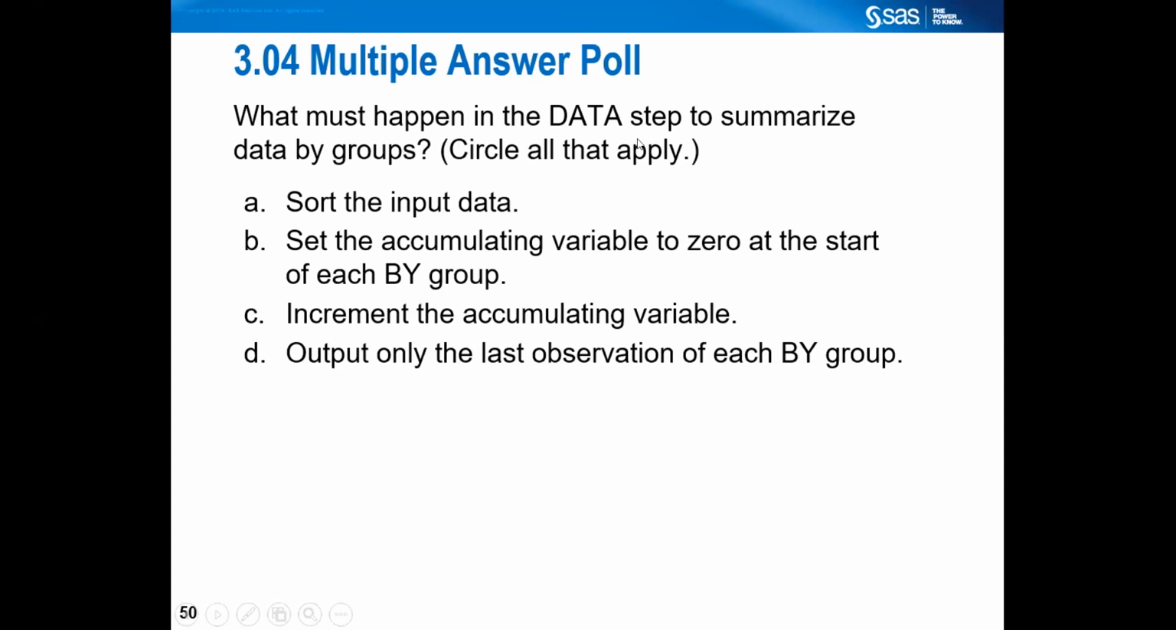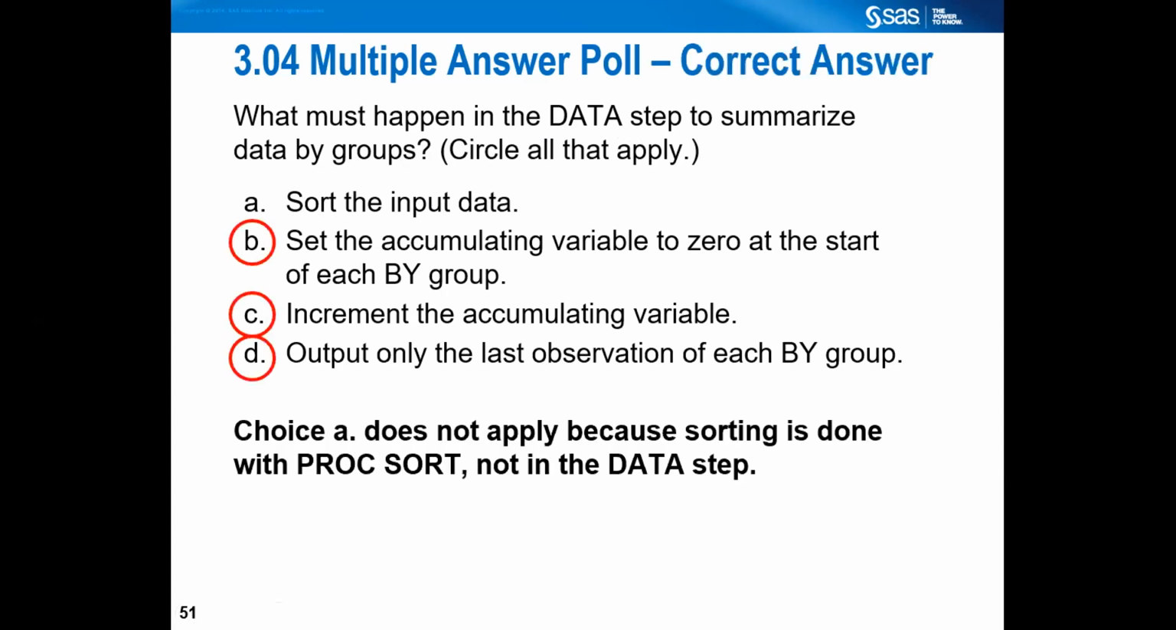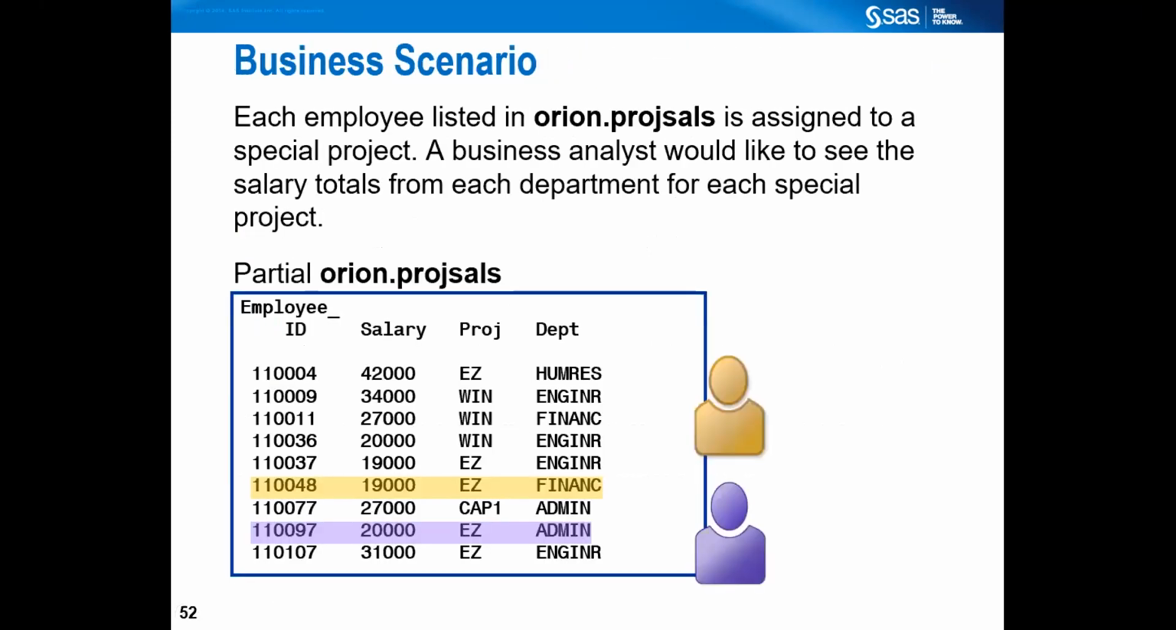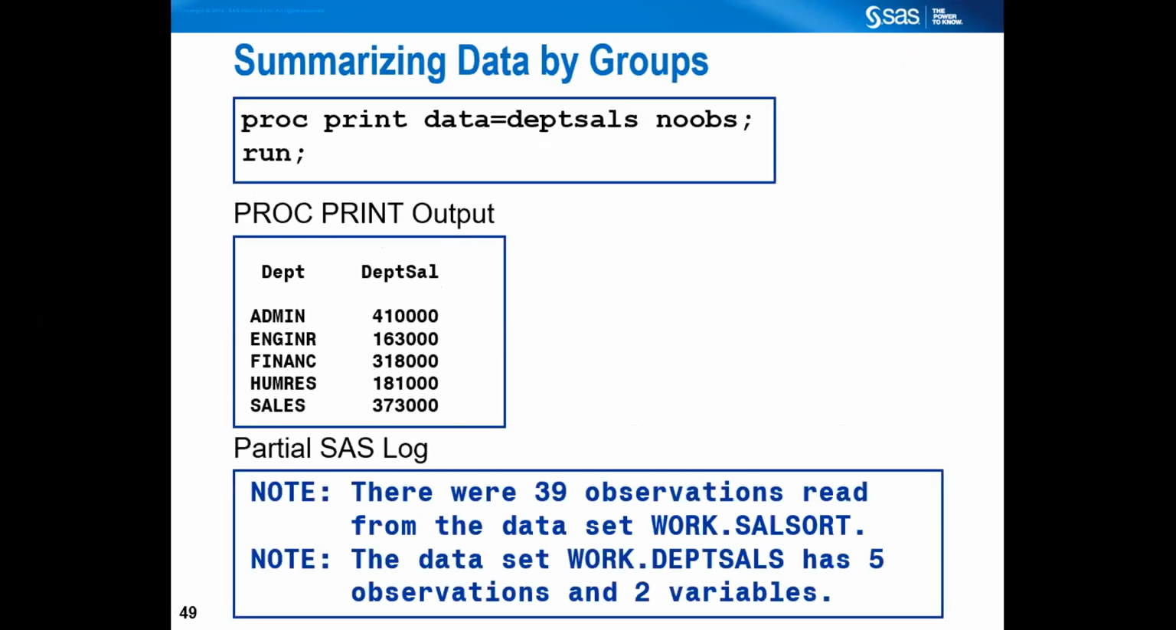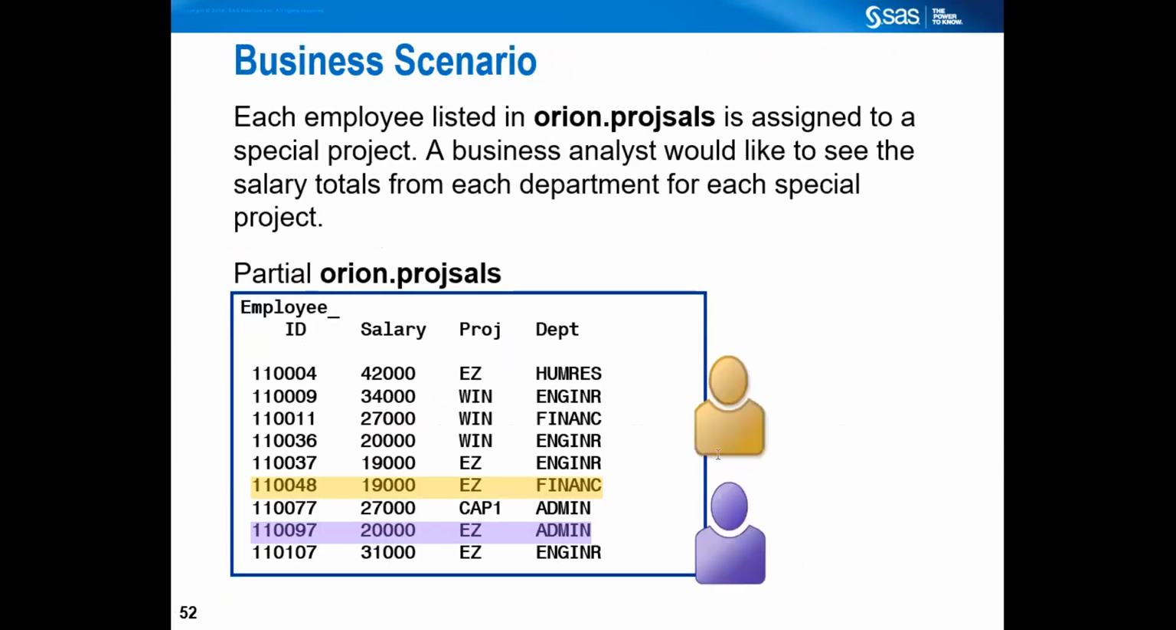What must happen in a data step to summarize your data by groups? The question is with the data step. As Nilima very rightly said, sorting of your input data is done in proc sort, not in your data step. Hence, A is not a valid statement for this particular criteria. So choice A does not apply because sorting is done with proc sort, not in your data step. Absolutely correct.